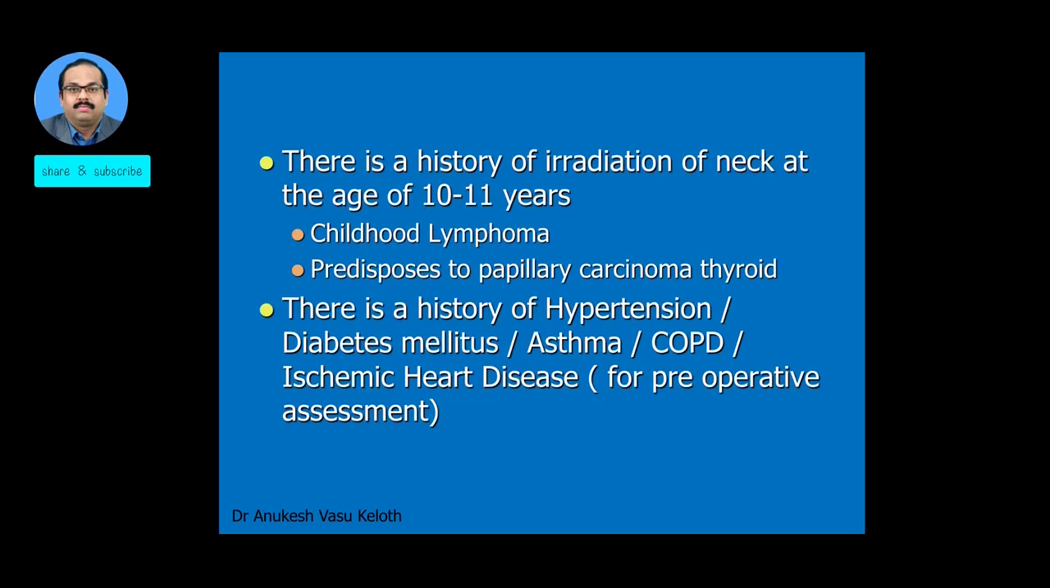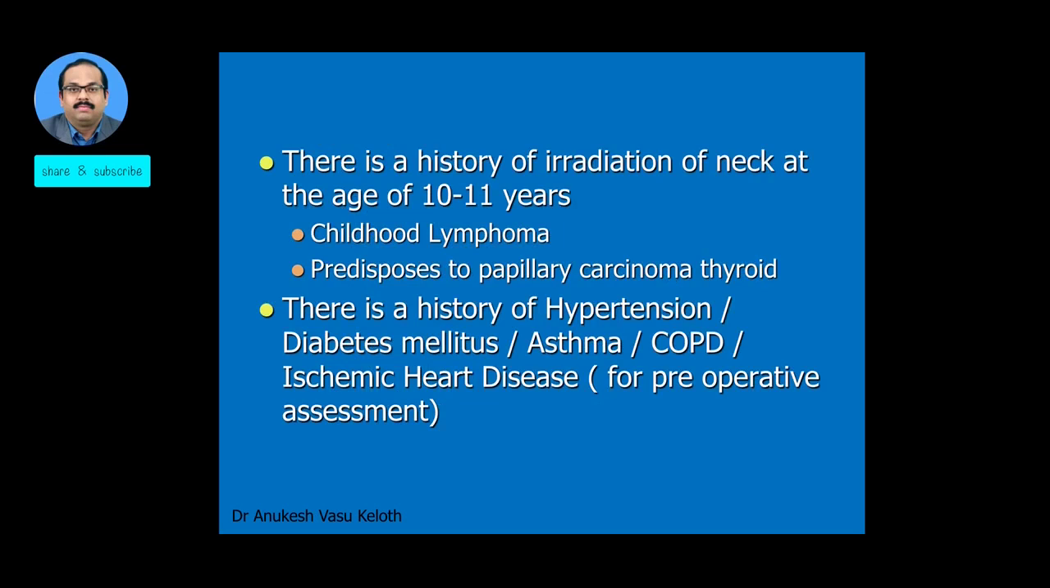There is a history of irradiation of the neck at the age of 10 to 11 years. So you can say it like that. It's a sample here. Whichever the age at which they did it, you can say it. That is a usual treatment. That is head and neck radiation for a head and neck lymphoma, usually seen during childhood. Again, another aspect is that a person who has undergone such irradiation to the neck is also at risk, a predisposing factor to the development of papillary carcinoma thyroid, maybe 15 to 25 years later.